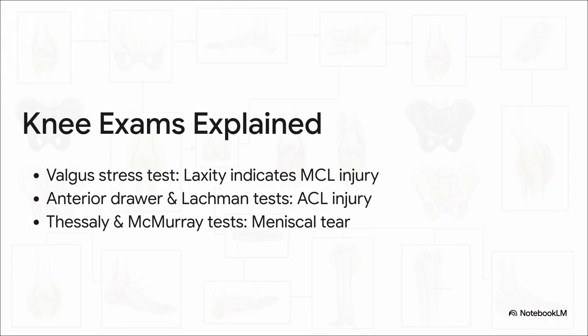For the ACL, the Lachman test is your go-to. Put the knee at 30 degrees of flexion, stabilize the distal femur, and pull that proximal tibia anteriorly. Anterior laxity equals an ACL injury. For a meniscal tear, you're using the Thessaly test, having the patient rotate on a flexed standing knee, or the McMurray test, doing passive flexion and extension with rotation. If you find pain, clicking, or catching, boom, you've confirmed a meniscal tear.